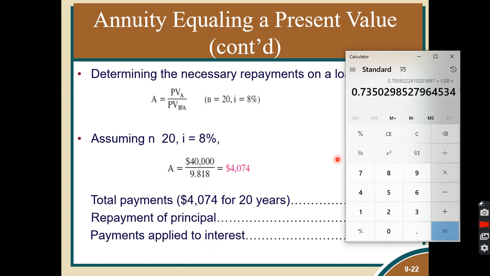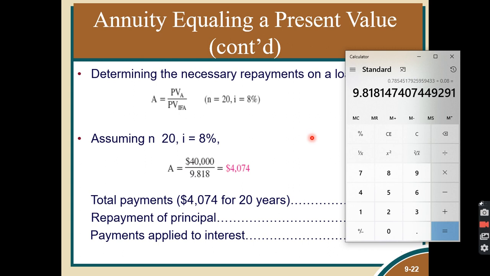1, 2, 3, 4, 5, 6, 7, 8, 9, 10, 11, 12, 13, 14, 15, 16, 17, 18, 19, 20. And then add that to memory. Okay, and then 1 minus memory recall, equal sign, divided by 0.08. So I'm simply following the formula. And that's 9.818. So that's the same amount here.